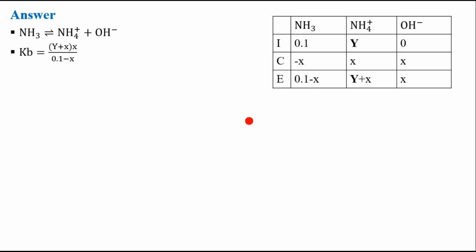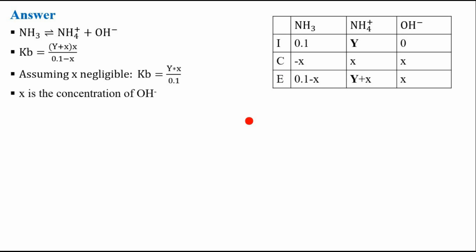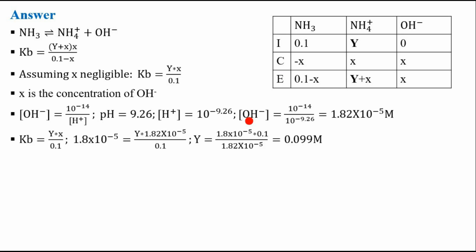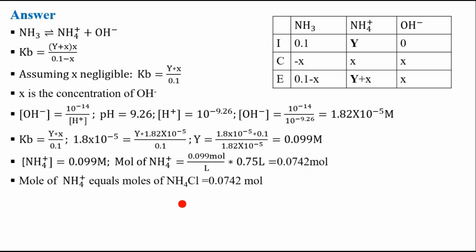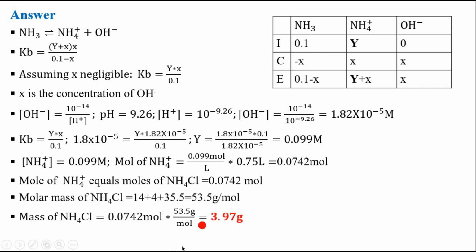So here we make this one negligible and we solve for y. After getting y, we get 0.099 molar. Then we get the number of moles by taking the molarity times the volume, and after getting the moles, we multiply with the molar mass. The molar mass of ammonium chloride is this one. Then we multiply with the molar mass so that you can get the mass of ammonium chloride required, so that you can have a buffer solution of pH equal to 9.26.